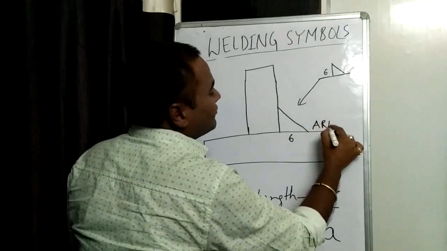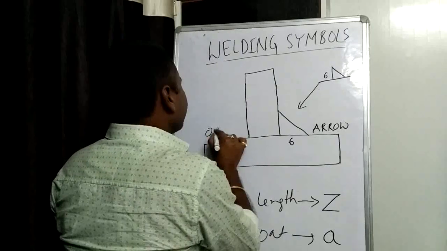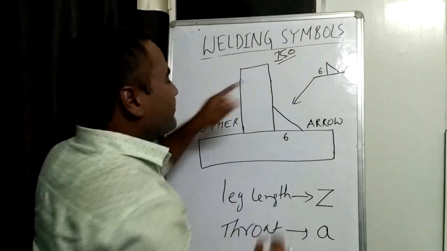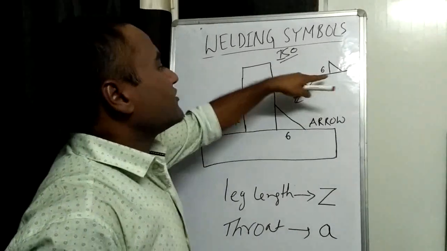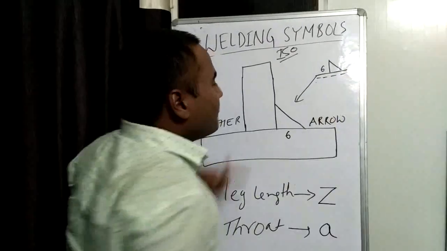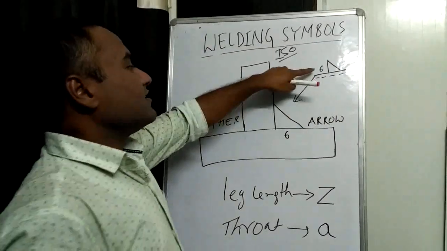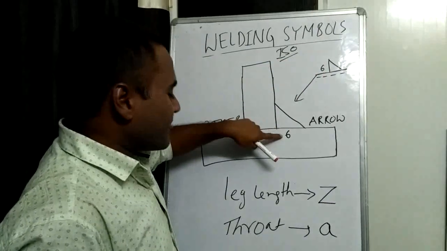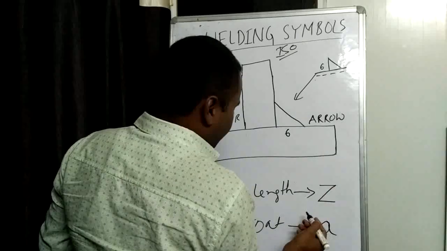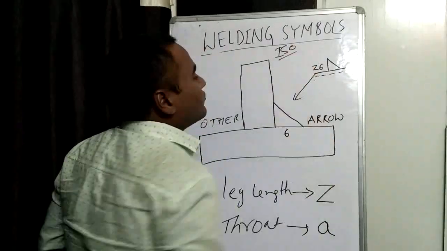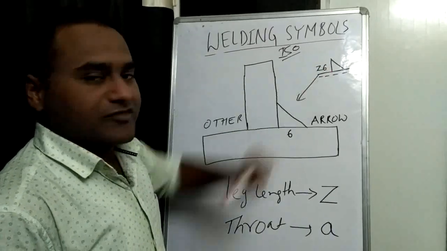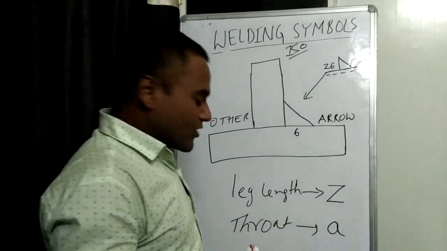This is your arrow side. Once again I will explain to you. This is your arrow side. This is your other side. As per ISO, the arrow side welding shall be given above the reference line and one dotted line has to be given below the reference line. Arrow side welding above the reference line and the dimension. And one more thing, this 6 is the leg length, so we have to write Z also. Z6 means the leg length is 6 mm. Z6 fillet.